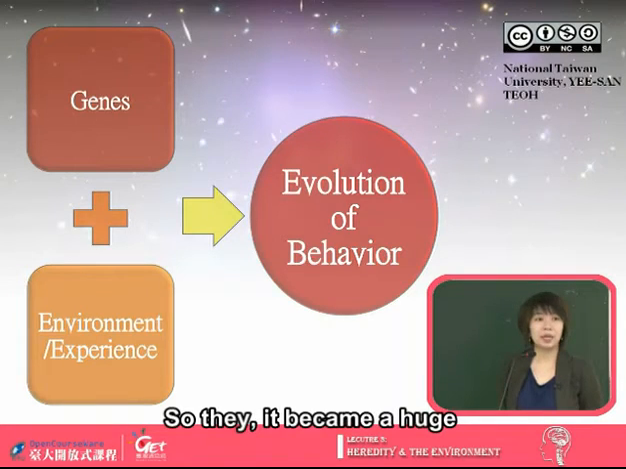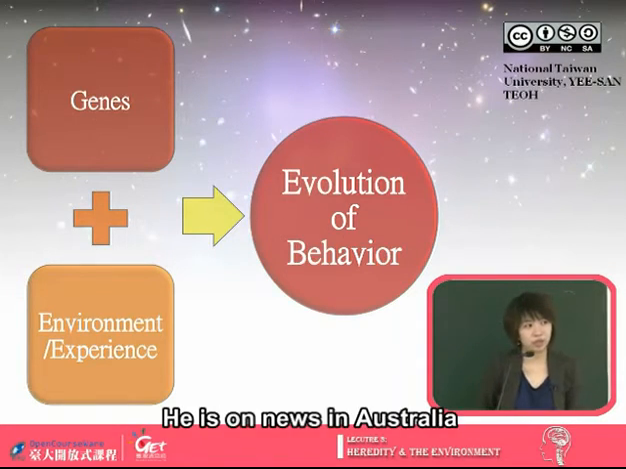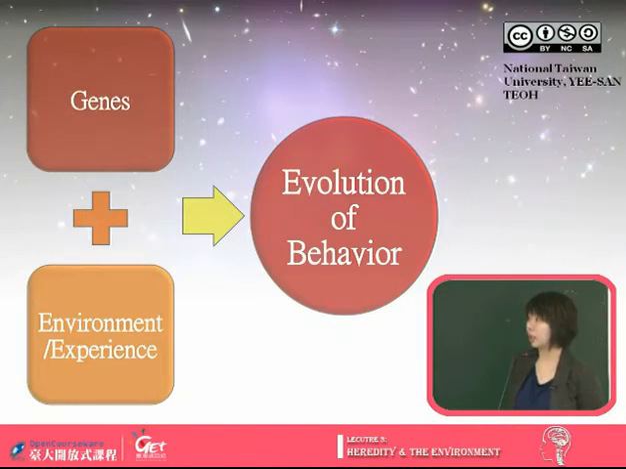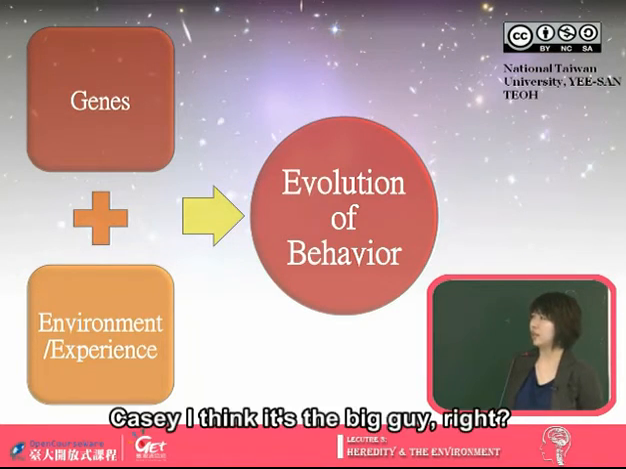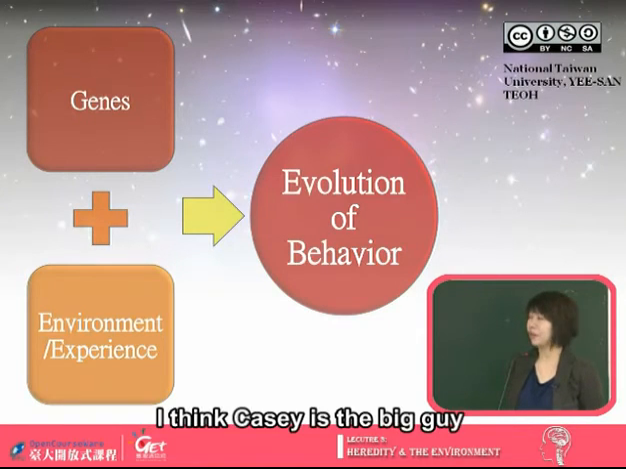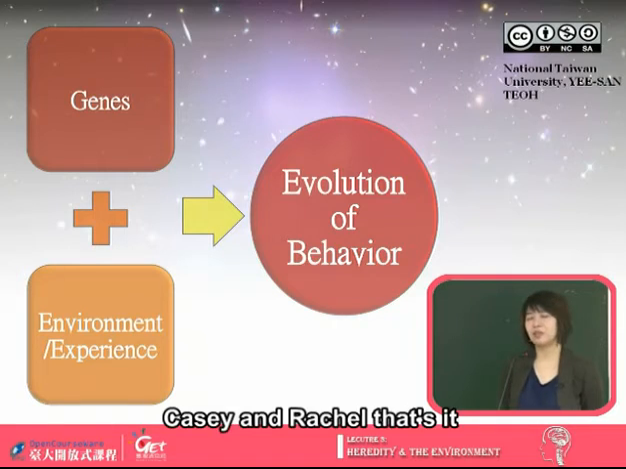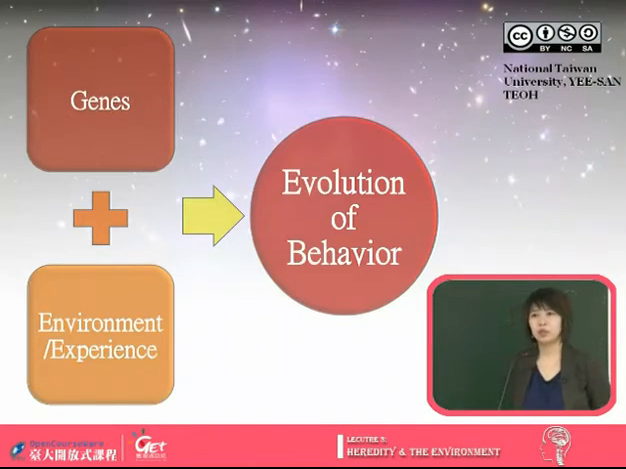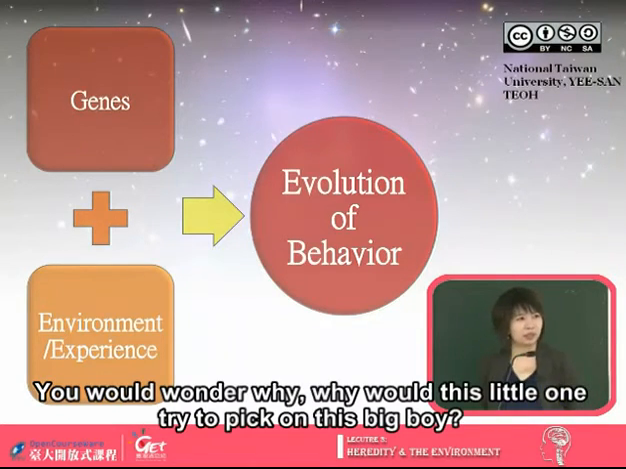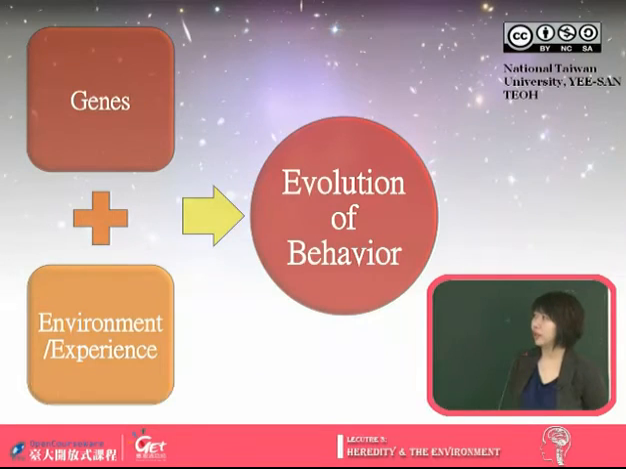So it became a huge piece of news in Australia. This took part in Australia. I can't remember how old they are, but the little one claims later on that Casey, I think, is a big guy. Casey and Richard, that's it. The small one is Richard. Richard claims that Casey provoked him first. You would wonder, well, why would this little one try to pick on this big boy?